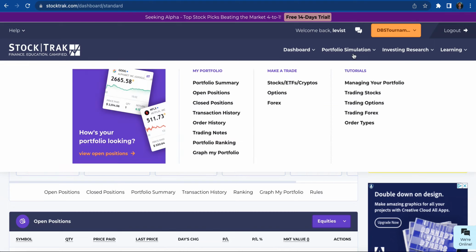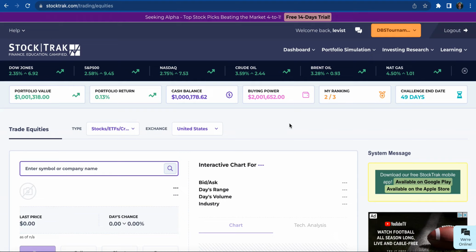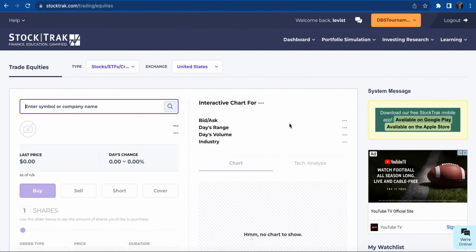From there, I'll select Portfolio Simulation in the main menu and go to the Make a Trade page for stocks, ETFs, and cryptocurrencies. Today, we're going to demonstrate the difference between market orders, limit orders, and stop orders. But first, I'll have to pick a stock to trade on.